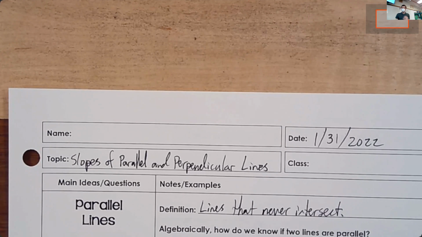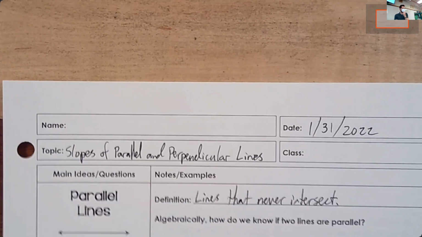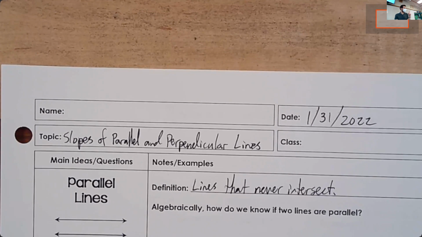So parallel lines are lines that never intersect. Now, here's where we're going to do a little bit of an activity. I'm going to show you some lines on the board, and I'm going to be manipulating them with the mouse. And I want you to pay attention to, again, the title of this, Slopes of Parallel and Perpendicular Lines. That's going to be the main thing to pay attention to for this first one that we're going to take a look at. So let me get this up here.